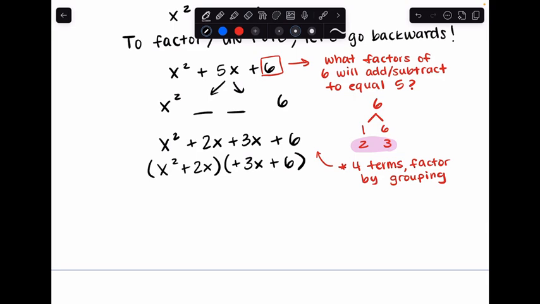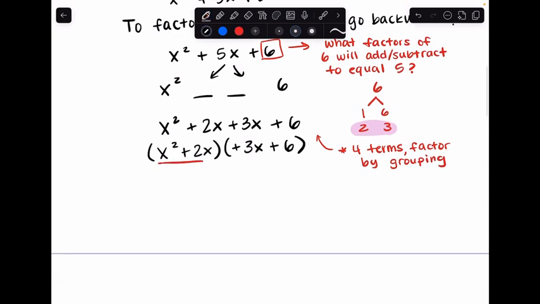All right. Again, when you're grouping, you have to do your 3 GCFs. So my first GCF, or my greatest common factor, is going to come from here. If I take out a greatest common factor between x squared and 2x, I know that x would be the greatest common factor. So x squared divided by x gives you x. 2x divided by x gives you 2.